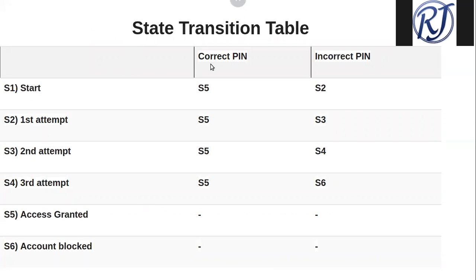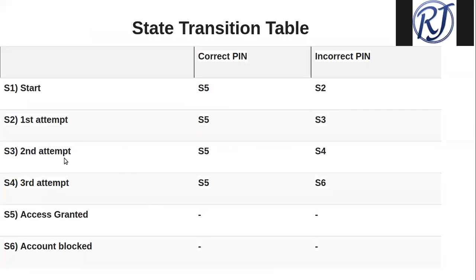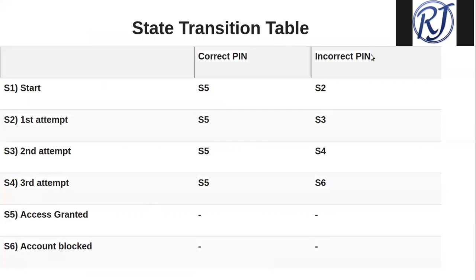And for the above diagram we can represent a state transition table as well. So here we have 6 states. S1 is start, S2 is first try, S3 second try, S4 third try, S5 access granted, and S6 action blocked. And this is the column for correct pin and incorrect pin. If at the start the user enters the correct pin, then it will reach the S5 access granted state.